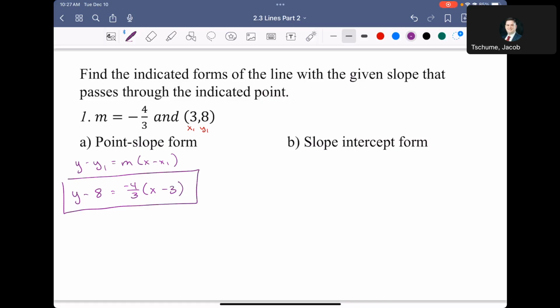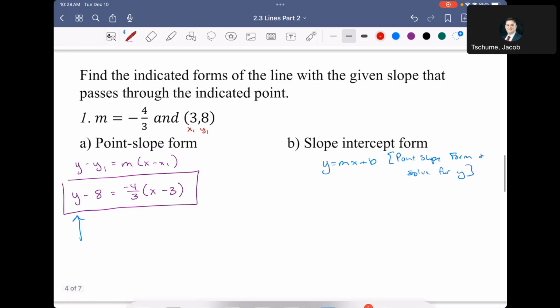Now, for part B, they're asking us to solve this in slope intercept form. Now, slope intercept form means you have to get your answer into the form y equals mx plus b. Now, one of the easiest ways to do this is we are going to take our point slope form that we just found in part A, and you are going to solve for y. So you want to try to get this y value by itself if possible. So let's see if we can do that.